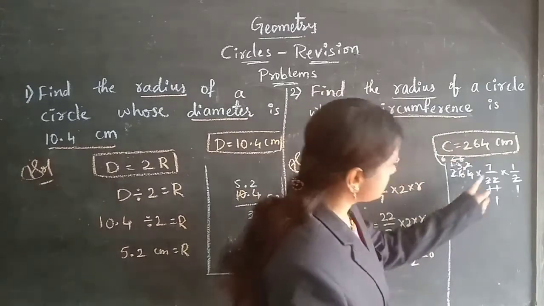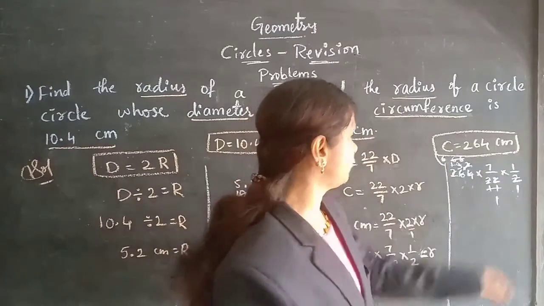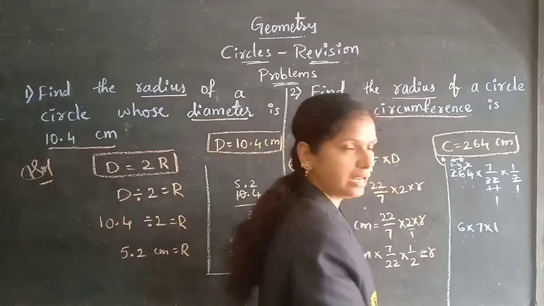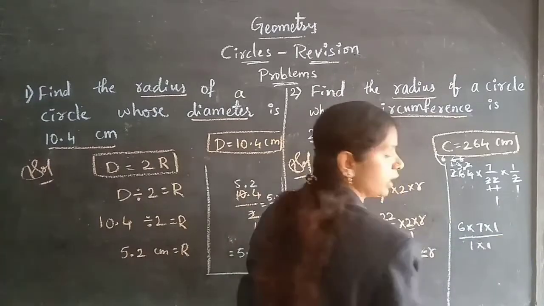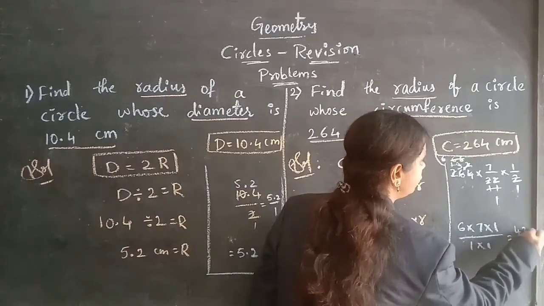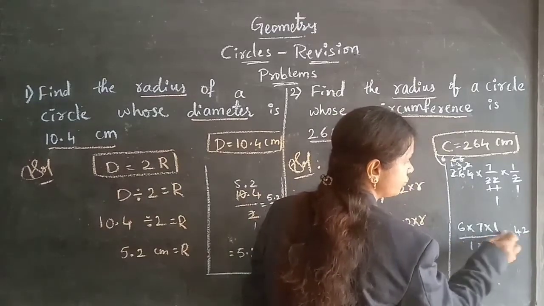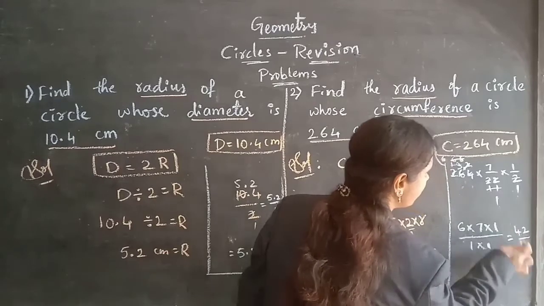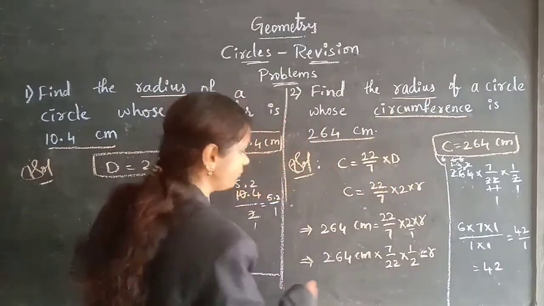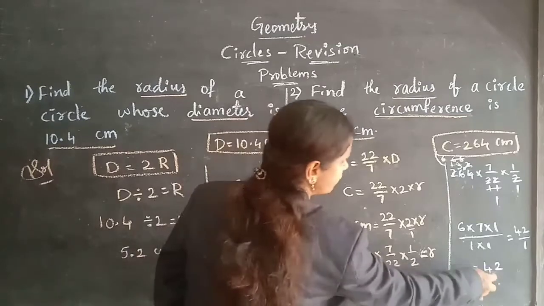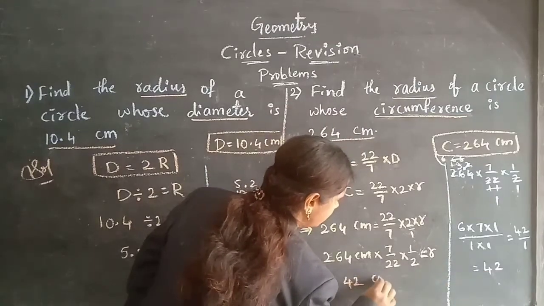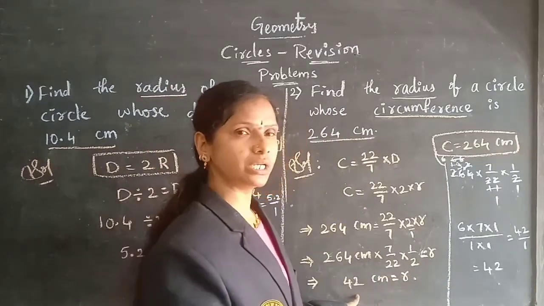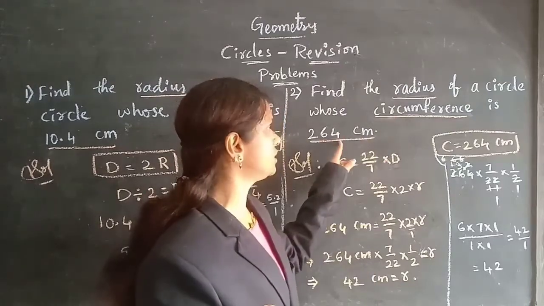So is any cancellation still possible? No. So what are the leftover terms in the numerator? 6 into 7 into 1. And leftover terms in the denominator: 1 into 1. So 6 sevens are 42. 42 ones are 42 by 1. 1 ones are 1. So what is the last number? 42 by 1, nothing but 42 only. So after simplifying I got 42 centimeters as the radius value. So the radius value is 42 centimeters when the circumference is 264 centimeters.